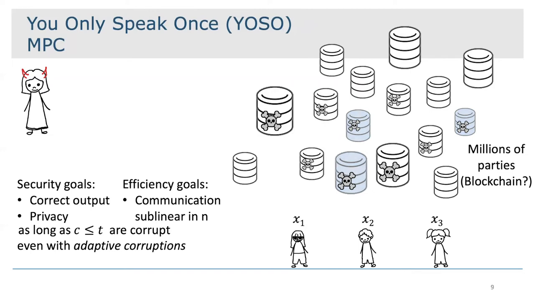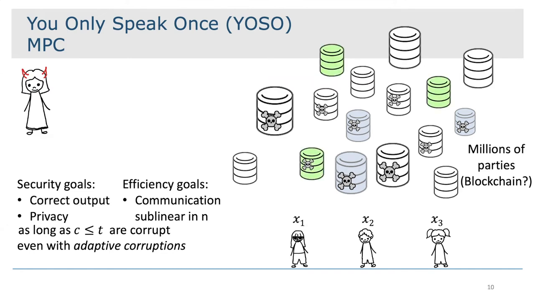In order to do that, we need to make sure that even if every party is killed immediately after it speaks, we still get our guarantees. And that's why we come to the You Only Speak Once, or YOSO, model.